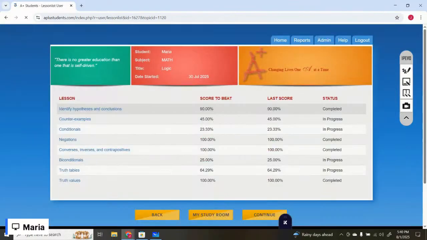So we were working on grade 10 math. The chapter we were working on is the lesson logic. The lessons we have covered today are converses, inverses, and contrapositives, biconditionals, then truth tables and truth values. Please make sure before the next session you complete all the practice questions for the lessons we just did. That is your homework until the next session.